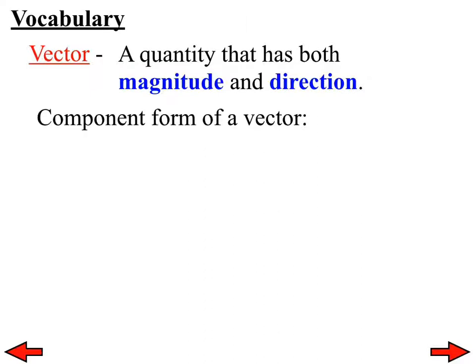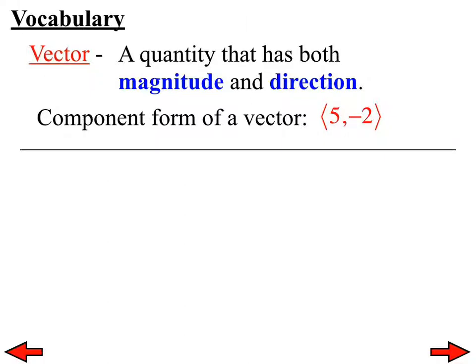So first of all, the component form, which we will utilize a lot when we're dealing with vectors. The component form of a vector, this is an example of one, <5, -2>. Notice that those are not parentheses. The reason why is if we had parentheses, that would be denoting an ordered pair, whereas this is denoting a vector, or the component form of a vector.